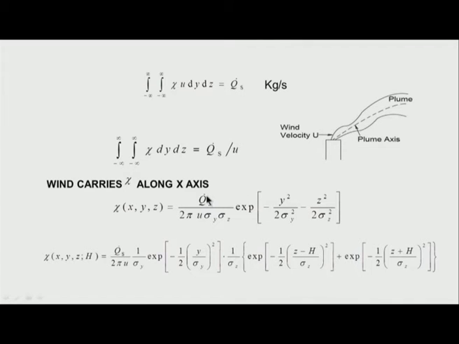That means the wind carries q dot s by u, and I am looking at the dispersion in the y direction and in the vertical direction. This is therefore the formula for concentration for a steady release. Now I consider another aspect, namely a vertical height at which you have a steady release, like a chimney. Let us consider this example again on the board.